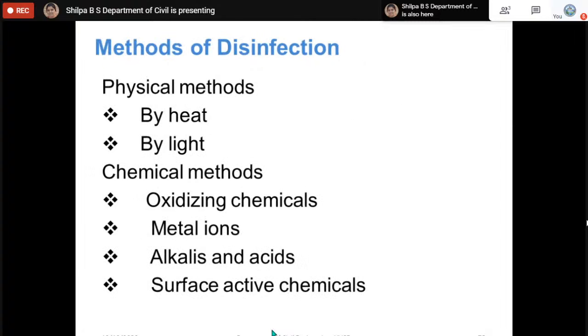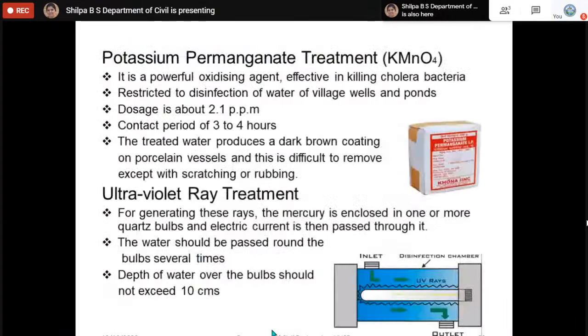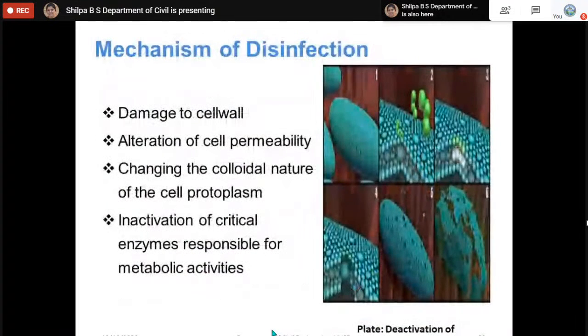And the various methods of disinfection you all know. Okay, so I will directly go to the mechanism of this disinfection. The four steps that take place during disinfection, one is the damage to the cell wall. Initially, whatever chemical we add as a disinfectant will damage the cell wall of that microorganism.